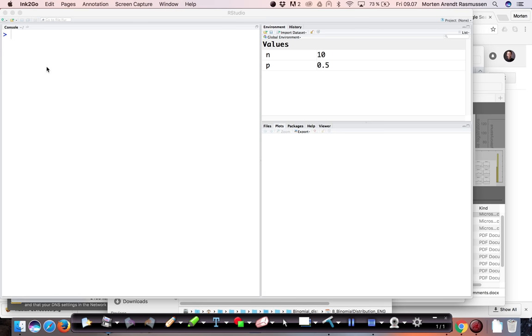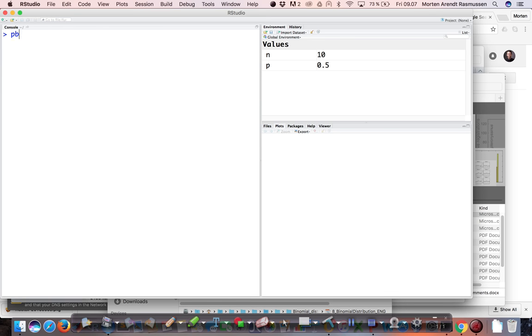If you want to calculate the point probabilities in R, that is dead easy. Instead of using pbinom, you use what is called dbinom. For instance, if you want to calculate 10 positives out of 10, it's this number. That's it.